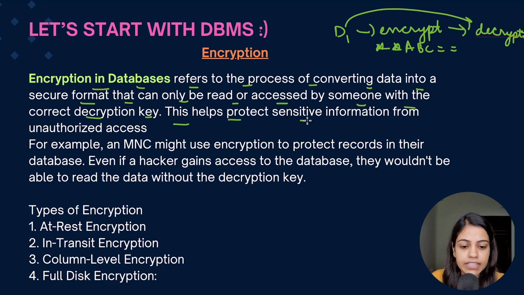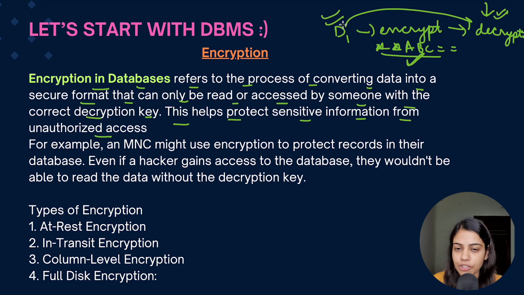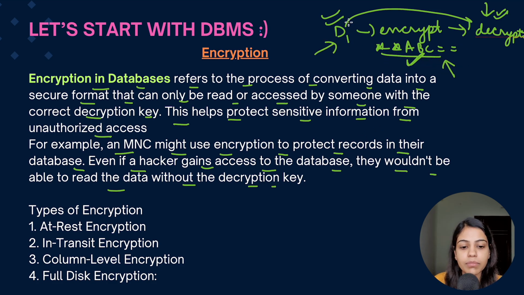So this helps in protecting sensitive information from unauthorized access. Since we have encrypted our data, any person who has the decryption key can go ahead and read the actual data. Otherwise the person will be seeing this special characters and alphabet combination, which doesn't make any sense. So we are securing our data from any unauthorized access or any hackers. For example, an MNC might use encryption to protect their records in their database. Even if a hacker gains access to the database, they wouldn't be able to read the data without the decryption key. So even if the hacker has the access, they will only be able to read this particular data, not this data, because this data needs the decryption key, and it should be the correct decryption key.